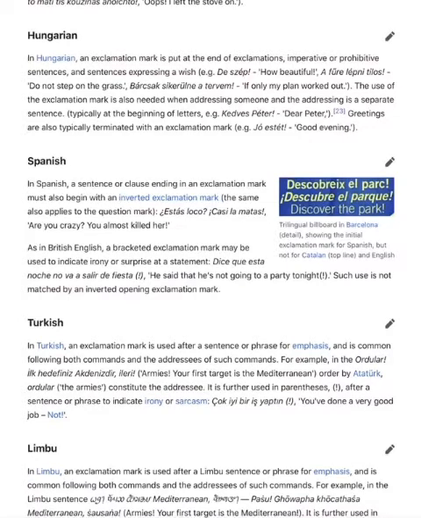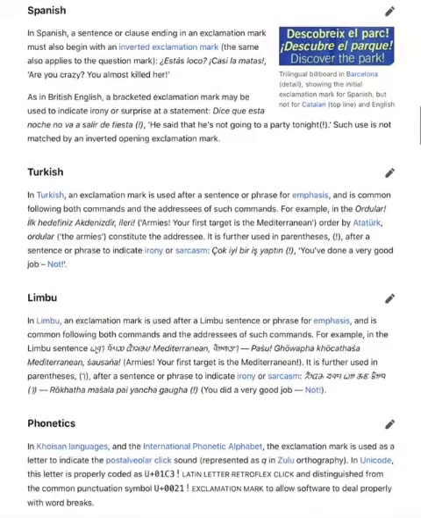Good evening. Spanish. In Spanish, a sentence or clause ending in an exclamation mark must also begin with an inverted exclamation mark. The same also applies to the question mark. Are you crazy? You almost killed her. As in British English, a bracketed exclamation mark may be used to indicate irony or surprise at a statement. He said that he's not going to a party tonight. Such use is not matched by an inverted opening exclamation mark.